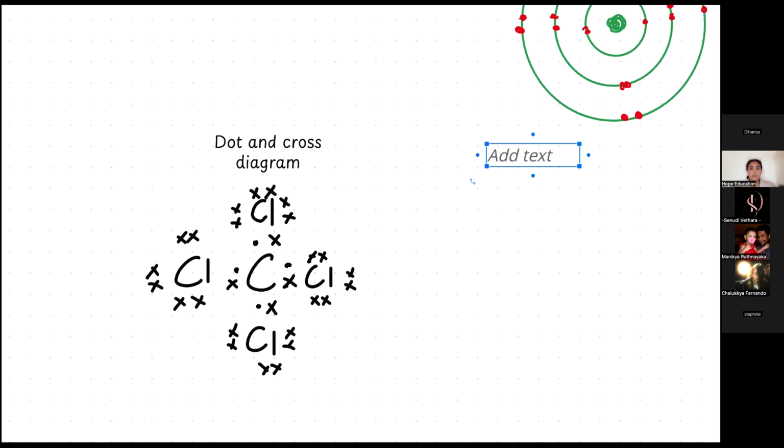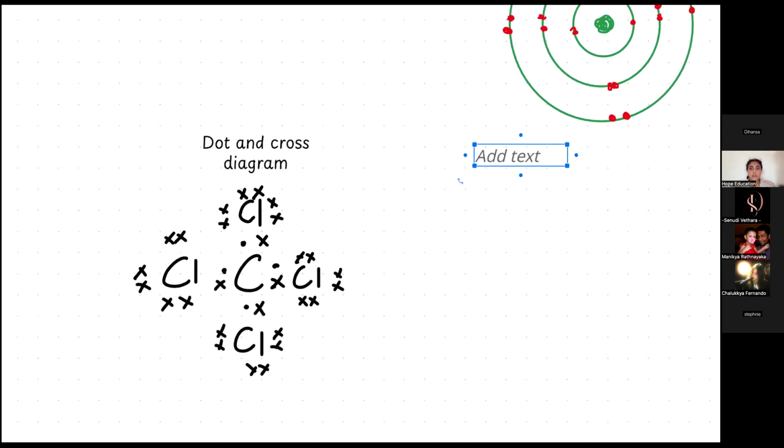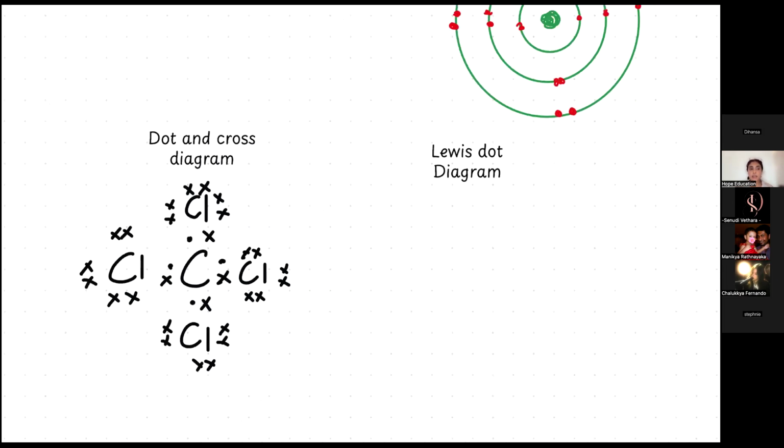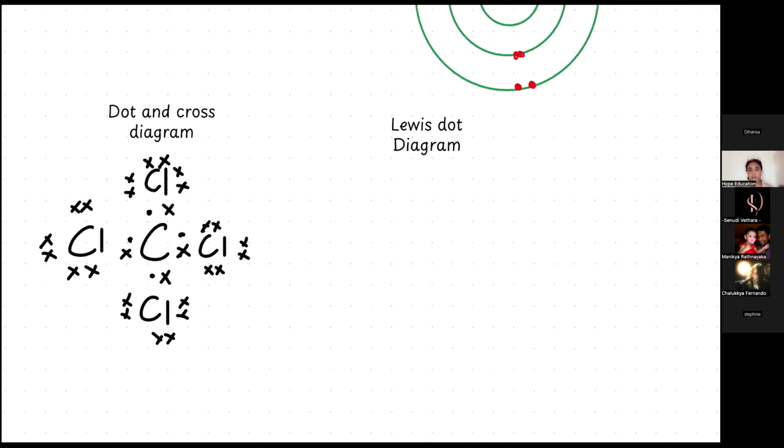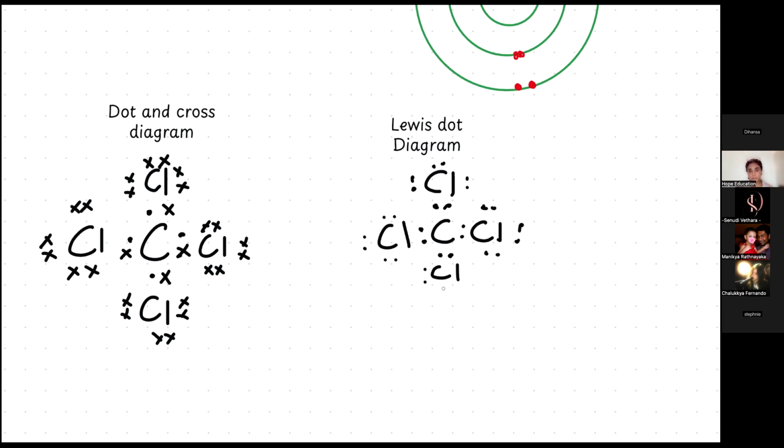Then the Lewis dot diagram. It is the same as that, but everything is in dots, right? Carbon, chlorine, chlorine, chlorine, chlorine. Each shared pair has one electron from carbon and one from chlorine. And then chlorine also has its own electrons as lone pairs. Here lone pair, lone pair, lone pair. Here lone pair, lone pair, lone pair. The same for the other chlorines.